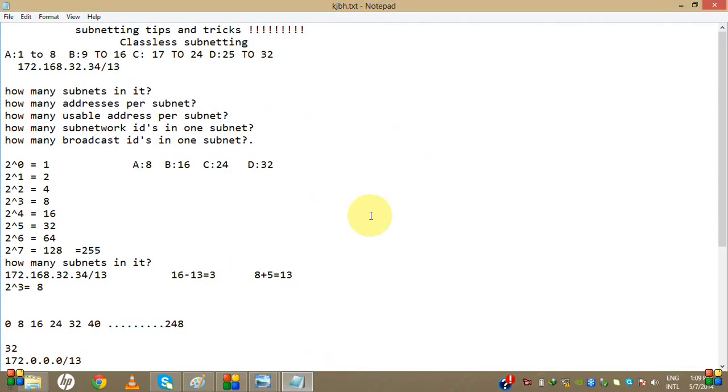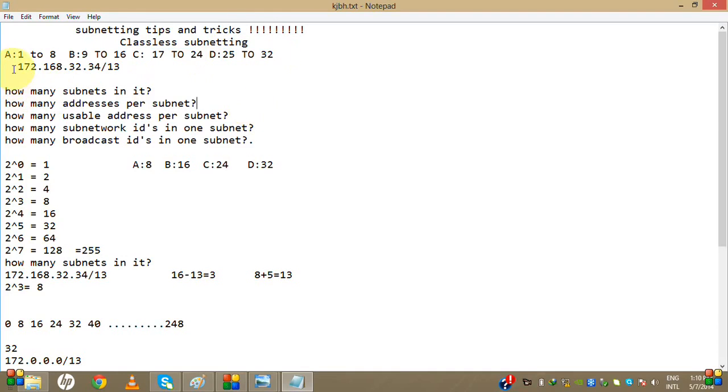So I have a classless address. Why classless? Because the slash value is not a range. I know that class A has slash values from 1 to 8, these are network bits. Class B has network bits 9 to 16. Similarly, in class C the network bits may be 17 to 24, and in class D the network bits may be 25 to 32.